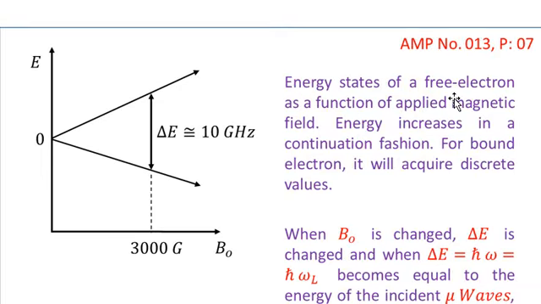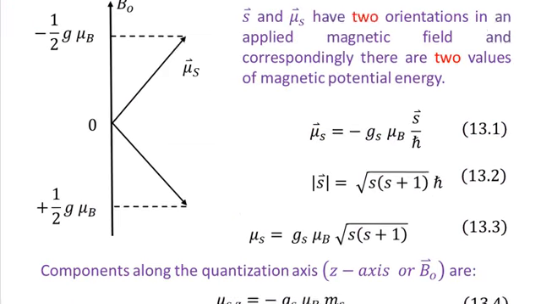Energy states of a free electron as a function of the applied magnetic field B. Energy increases in a continuous fashion. For a bound electron, it will acquire discrete values. So you see that here I have shown the energy of a free electron, and you know that the energy of a free electron will increase continuously in the presence of the applied magnetic field. And in the presence of the applied magnetic field, there are two levels corresponding to electron spin, which I have discussed over here again and again.